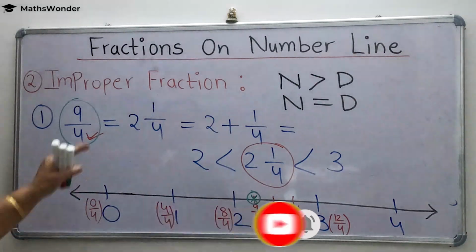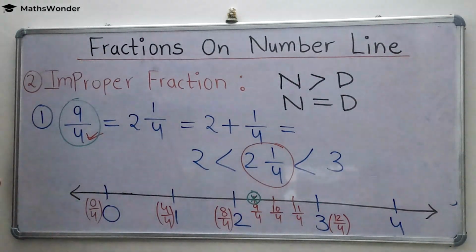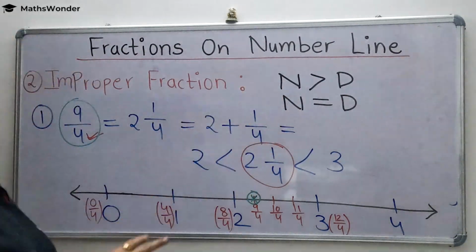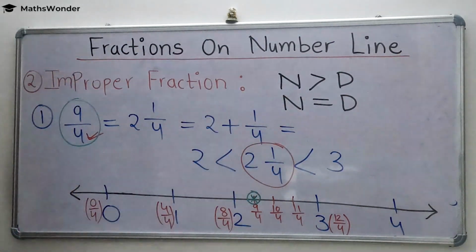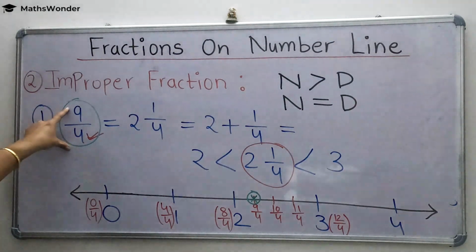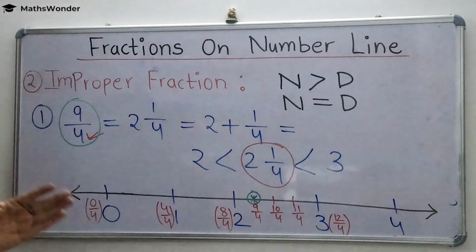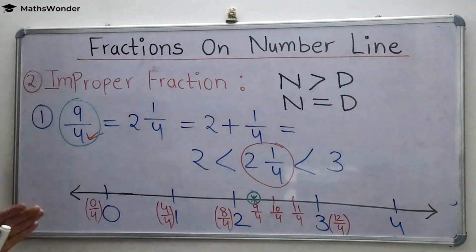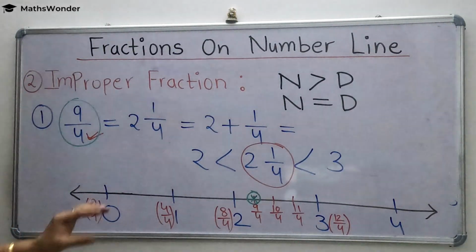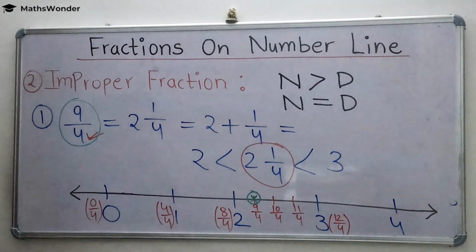Understood? Always remember, improper fraction means the numerator is greater than the denominator. That is the first property. The second is that equal also comes under improper fractions. The second point: 9/4 is an improper fraction. First of all, you will convert it into mixed, so you will understand where you will plot on the number line. So 2 1/4 will give you the idea.